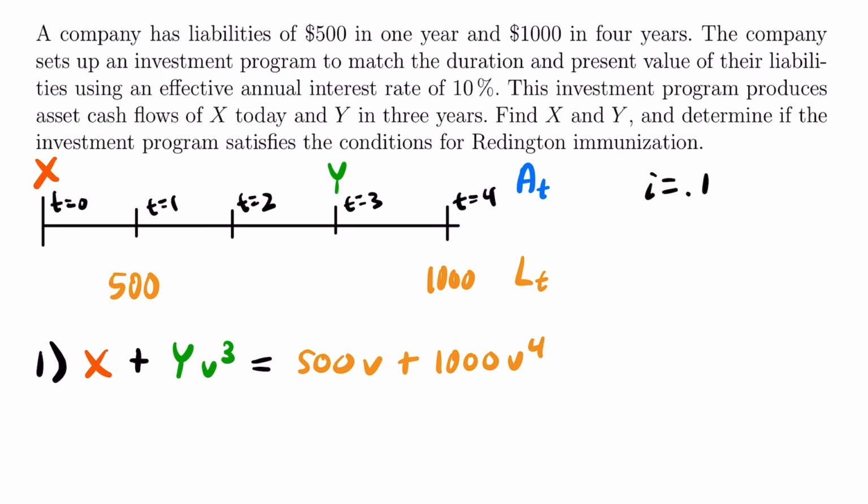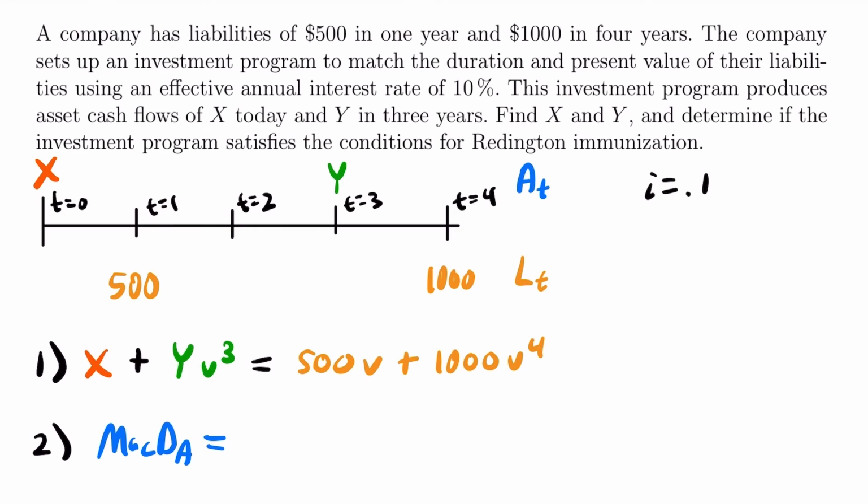Now let's do the same for the Macaulay duration of the assets and liabilities. And so I'll start with the assets. The Macaulay duration of the assets will be equal to the present value of the assets, but multiplied by the time at which they are made, divided by the present value of the assets.